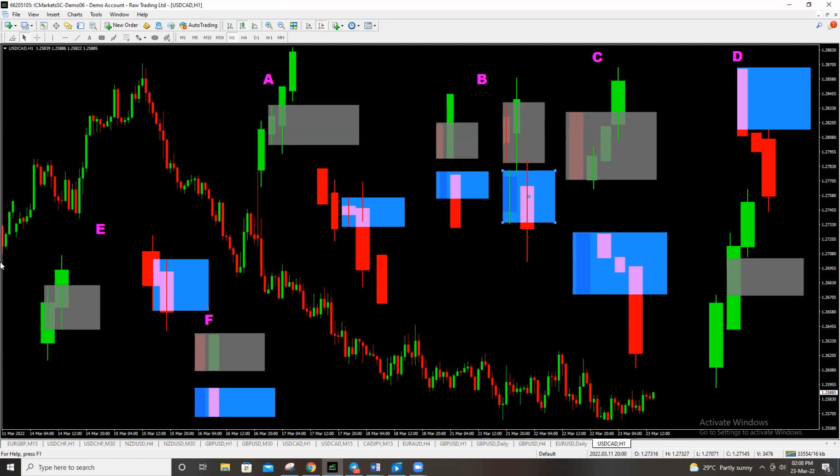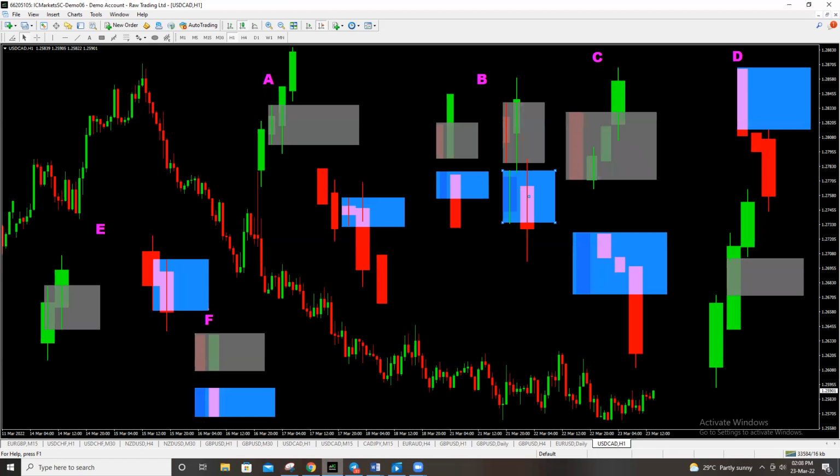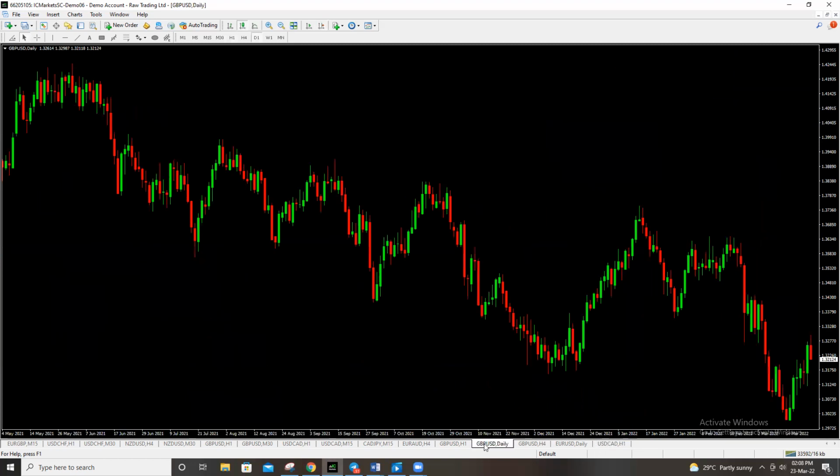Now let's find them on a chart. Note, we already said that they can be found on any time frame. That's very, very important. They can be found on any time frame, but they are strongest if they are found on the higher time frame. So let's get to the time frame. We can start with the daily because they look awesome on the daily chart.